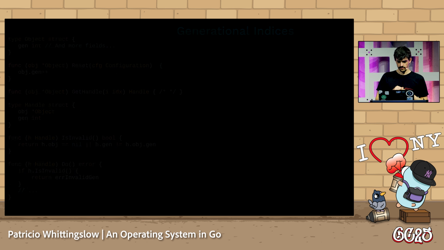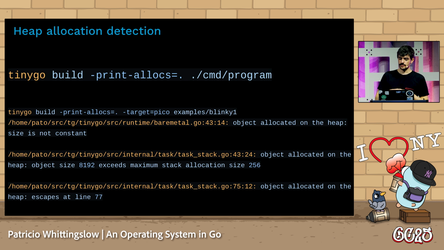And also, did you know that you can detect heap allocations with TinyGo using the print alloc flag? If we were to print allocations of the Blinky program, for example, the simplest program you can write in TinyGo, we would arrive at these three allocations. This may be alarming to y'all. If the hello world program of TinyGo allocates, then that is an issue because you don't want to be allocating throughout your program on an MCU.